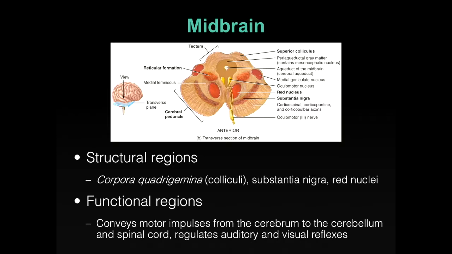The substantia nigra, this darkened area. There are 2 aspects on both sides of the midbrain. And then the red nuclei, fairly obvious, red nuclei here that are so named for the iron-rich content of the cell bodies in that region.